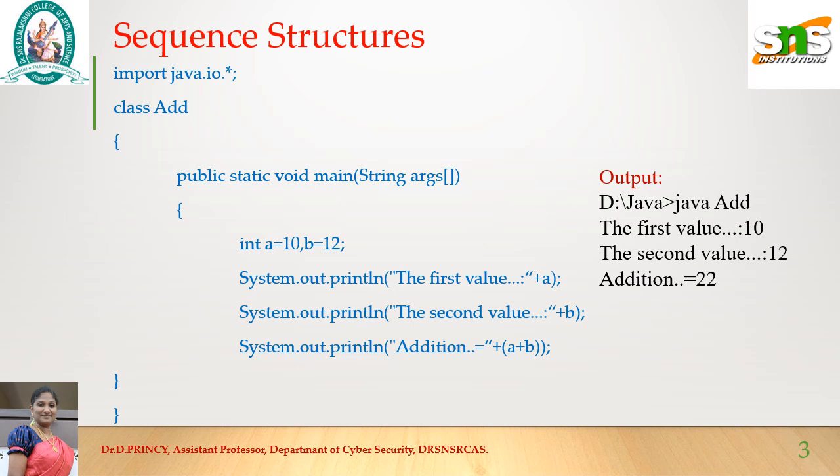Here is an example. When we start the execution, the first line assigns values to the variables a and b: int a equal to 10, b equal to 12. After that, an output statement displays the first value a, the second value b, and the addition of a and b, which displays the sum of the two variables. See the output when you execute the program: the first value 10, the second value 12, then addition equal to 22. So this is how the sequence structure executes. All general programs are executed in the sequence manner.